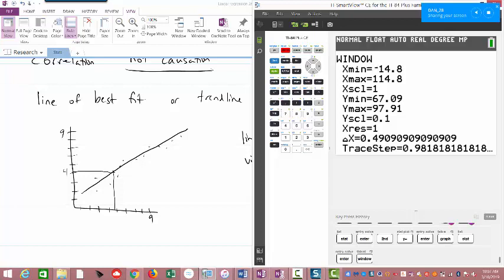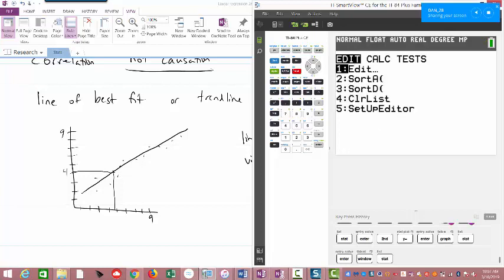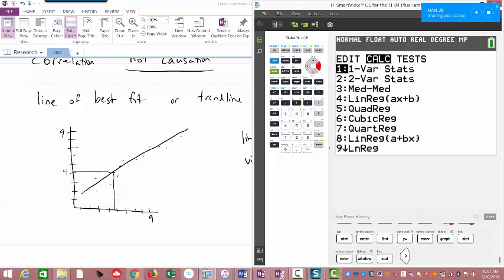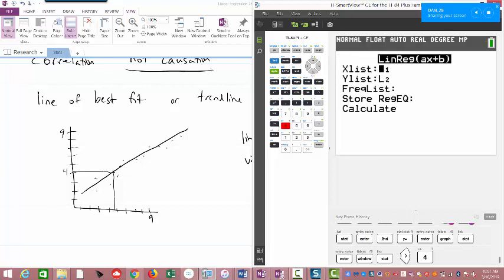All right, so how to actually do the linear regression. Click Stat and go over to Calc. Choose number 4, which is linear regression. So you want your X to come from list 1, your Y to come from list 2, and you want to see that line. You honestly do not need to see the graph to decide what type of correlation you have. It just makes a whole lot more sense to look at it.